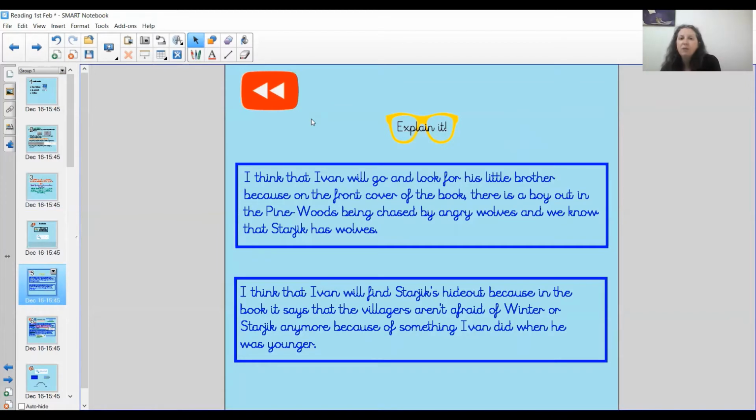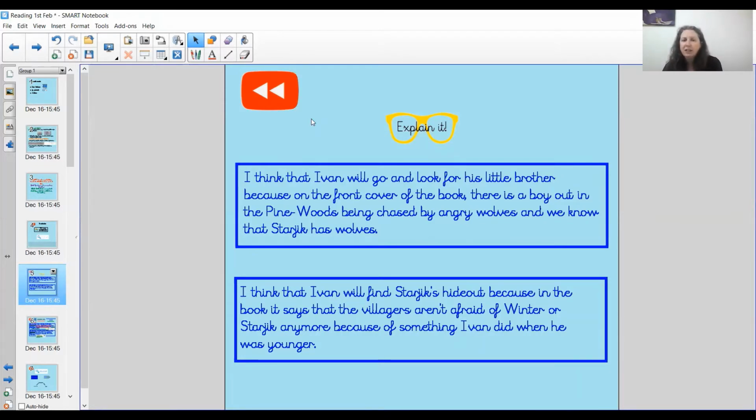I think that Ivan will go and look for his little brother, because on the front cover of the book there is a boy out in the pine woods being chased by angry wolves, and we know that Stargic has wolves. The second prediction was, I think that Ivan will find Stargic's hideout, because in the book it says that the villagers aren't afraid of winter or Stargic anymore because of something Ivan did when he was younger. Okay, so those were the predictions that we made as a class.